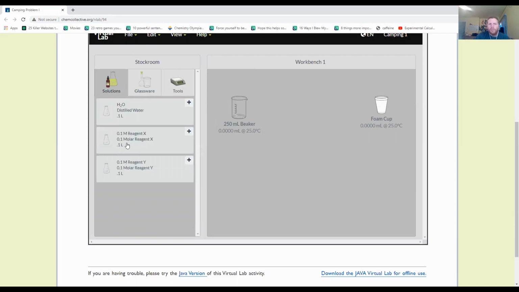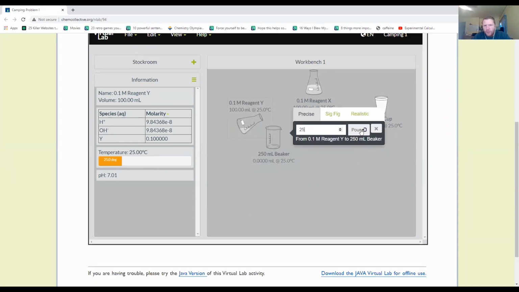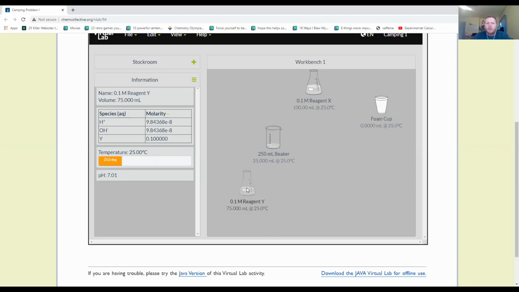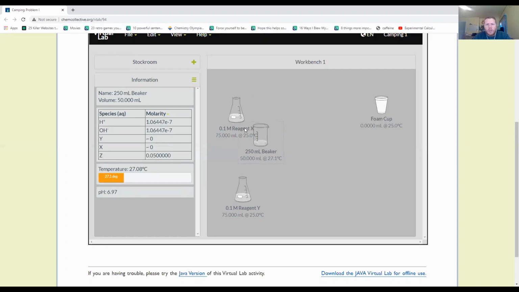Then we're going to get our 0.1 molar reagent X solution. We're going to get 0.1 molar reagent Y. I'm going to add, let's go with 25 mL of reagent Y to my 250 ml beaker. Done, it's in there, great. And as you can see, it's about 25 degrees. There it tells me the concentration of hydrogen ions and hydroxide ions, as well as my soluble, aqueous species Y. Now I'm going to add reagent X. Okay, again, 25 milliliters just to make it completely equal. And lo and behold, it got to 27.3 degrees, and oh, it's dropping quite fast.